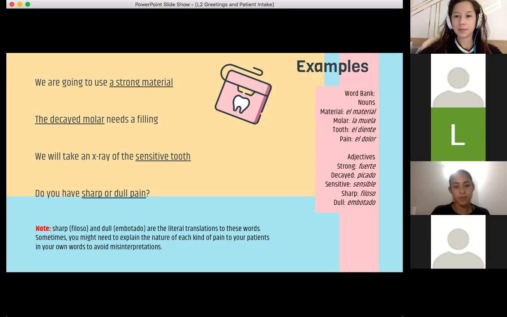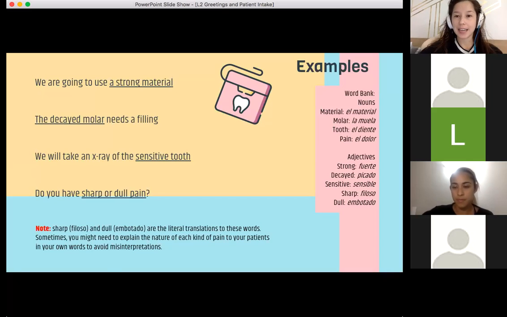El material fuerte. El material fuerte. So adjectives always come after their nouns. So remember, it's flipped. It's the opposite of English. Very good, guys. Okay, now we have decayed molar.